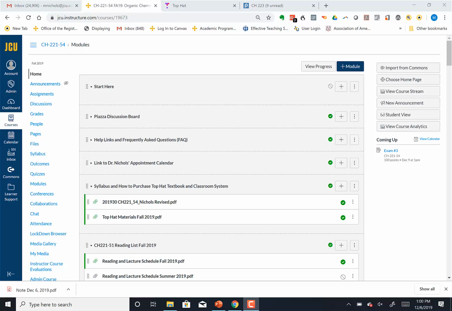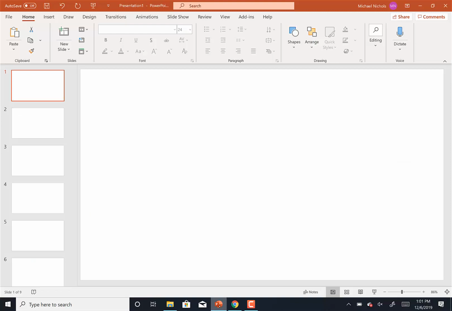Questions? One thing I did leave off on the exam topic list was potential carbocation rearrangements. Other than that, everything I think is on the chart. Can we do an example problem with an epoxide ring opening? Sure. So, epoxide ring opening.